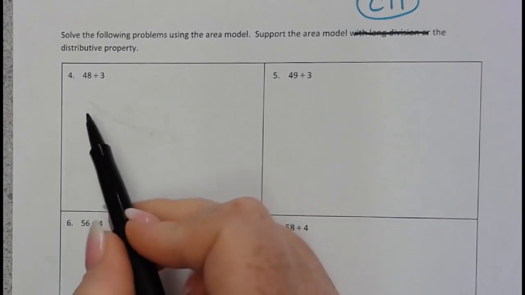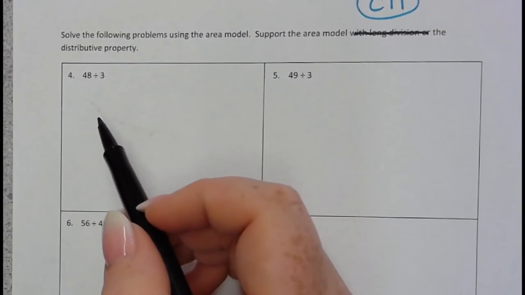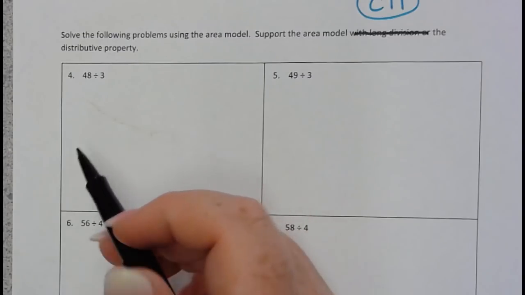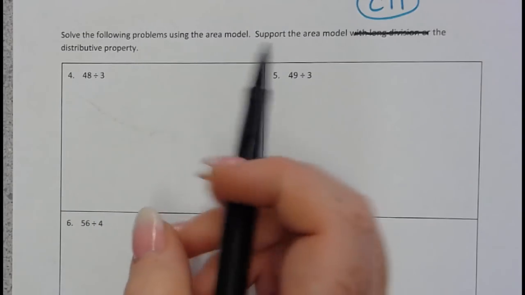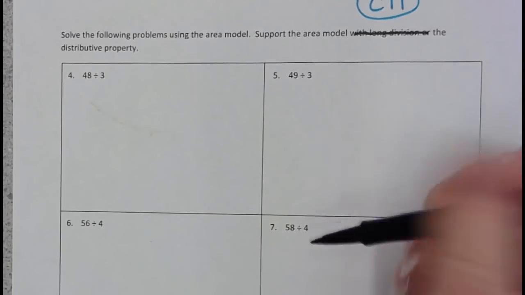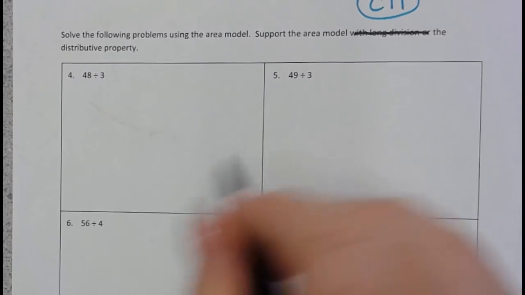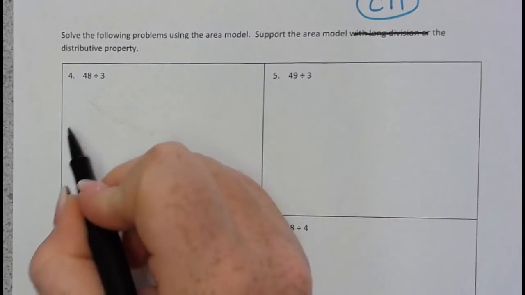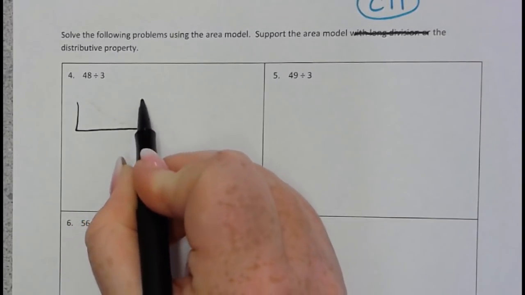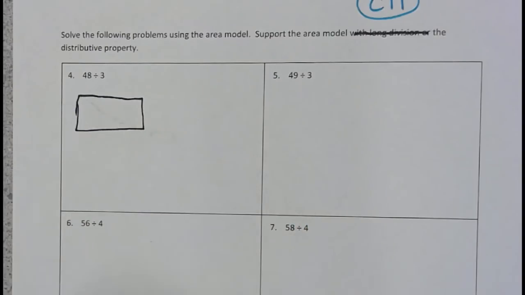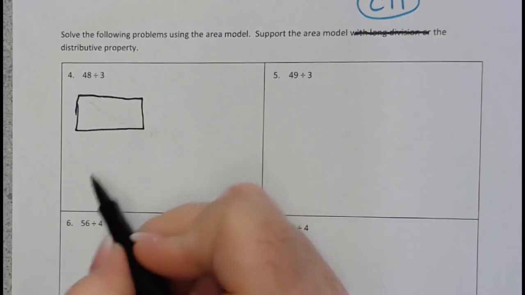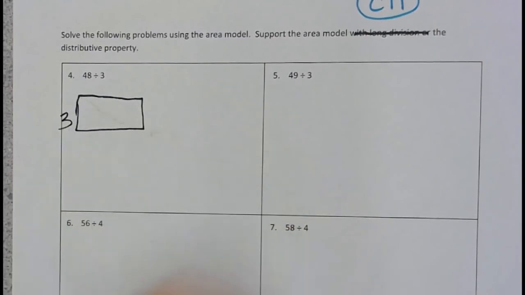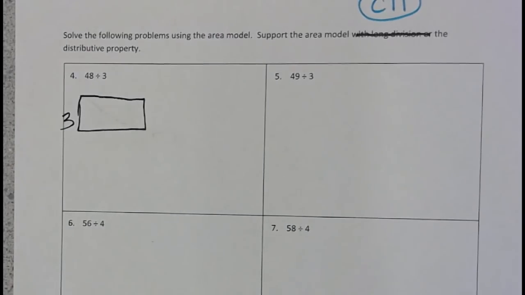So here we have 48 divided by 3. Okay, now I'm going to go on and tell you, in your problem set, you may or may not have remainders. Okay, and so we're just going to have to do some exploring, some investigating to find that out on our own. So I'm going to go ahead and I'm going to draw my area model. Okay, I'm going to go ahead and label it. My 3 is going to go here on the side. Alright, 48 divided by 3.